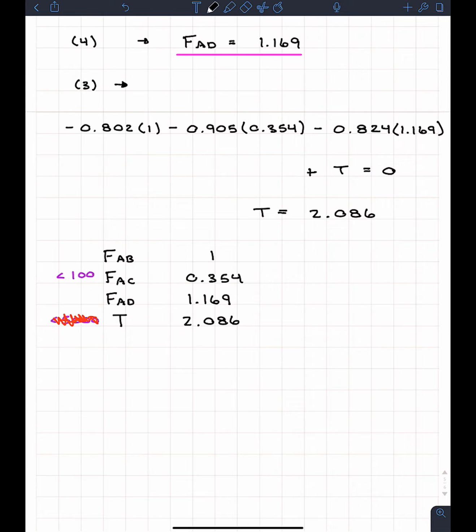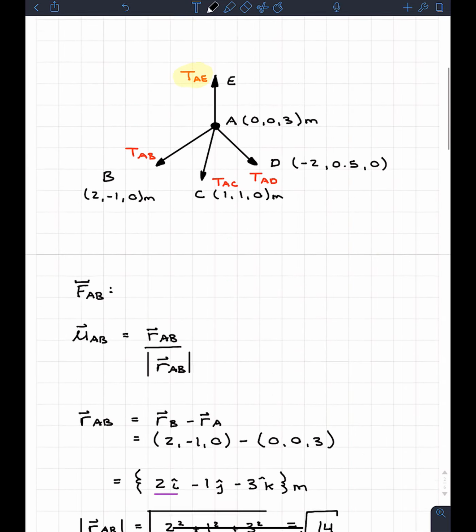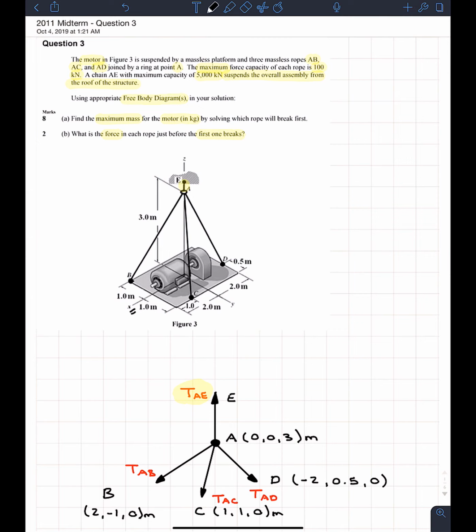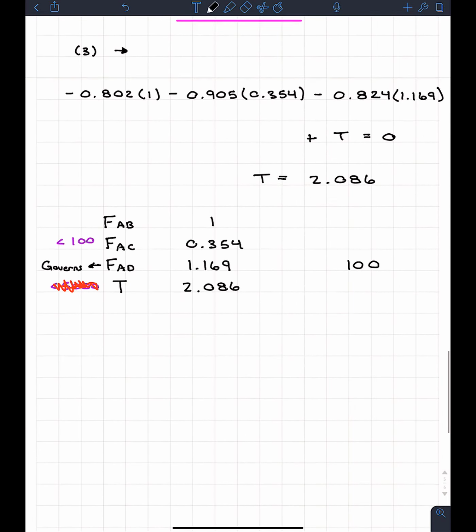And the easiest way to check is which one's the largest. Well, if we look at this right here, we got 1, 0.354, and 1.169. So it's easy to see that this one right here, the FAD, is the one that governs. This will be the largest force. So at the very end, we want this one to equal 100. Because remember, if we look way up at the top of the question, it says that that's the maximum capacity, 100 kilonewtons. We already said that the 5,000 will never work. The ropes will snap way before that. But in the end, what we want is that force equal to 100.